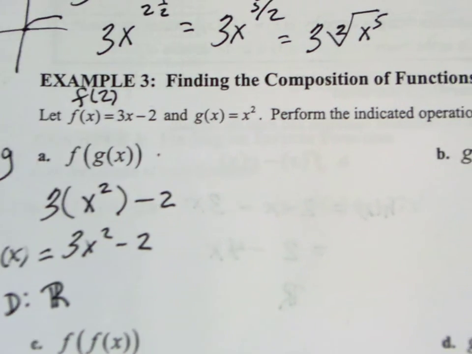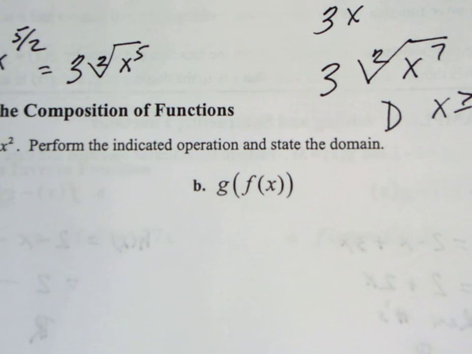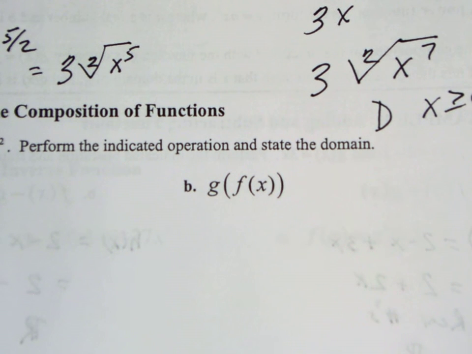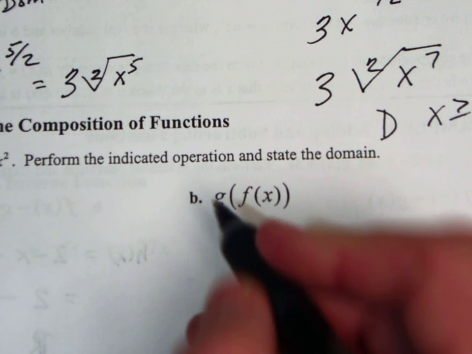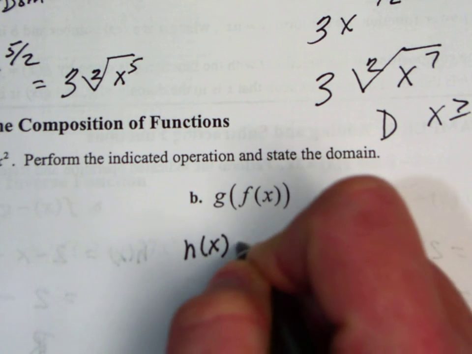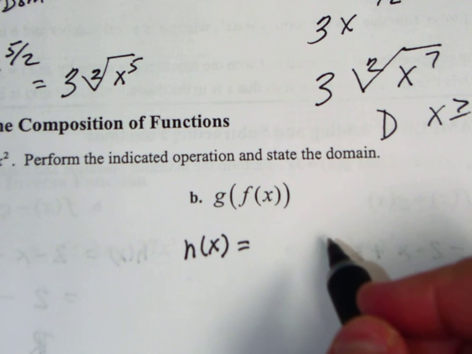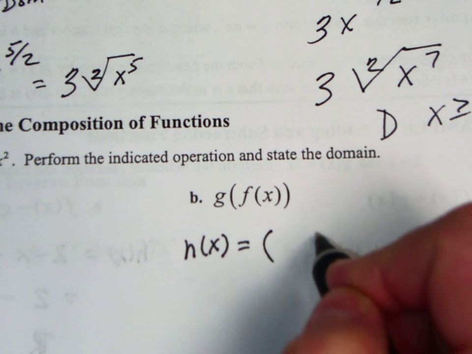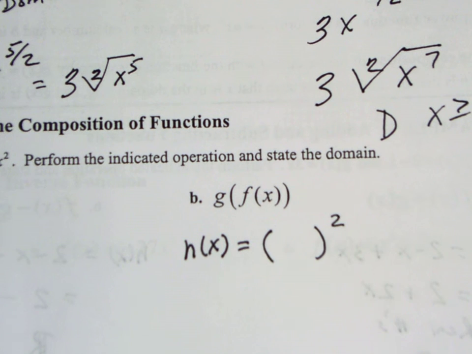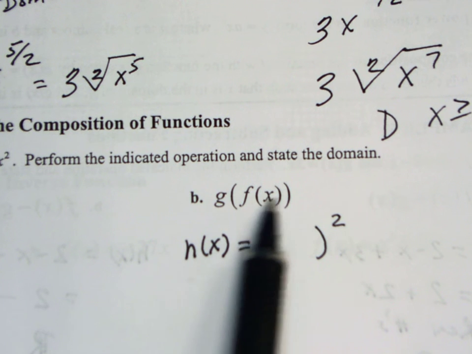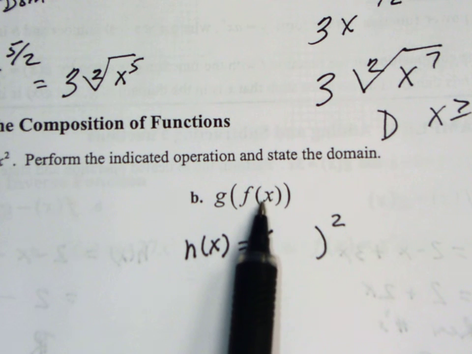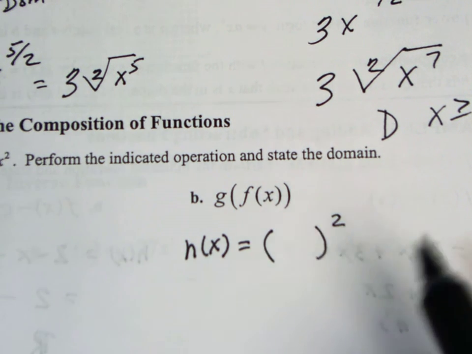We're going to do the same thing with the next one. The next one says we're going to take g, and in place of the x of g, we're going to put f of x. g is x squared, so that means h of x is going to be g: parentheses squared, for x squared, because that's what g of x is. Then inside the parentheses of g of x, I'm going to put f of x. f of x is 3x minus 2.